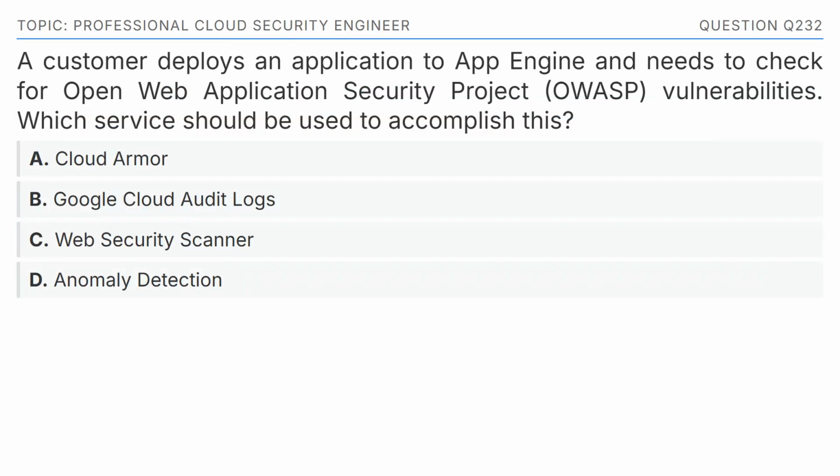A customer deploys an application to App Engine and needs to check for Open Web Application Security Project, OWASP, vulnerabilities. Which service should be used to accomplish this? The options are: Option A, Cloud Armor. Option B, Google Cloud Audit Logs. Option C, Web Security Scanner. Option D, Anomaly Detection.